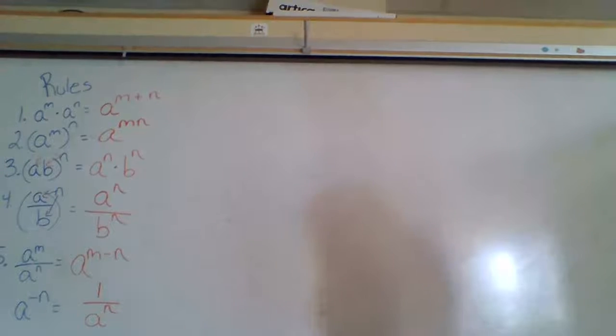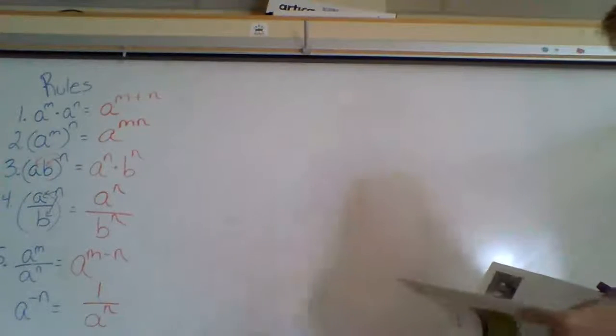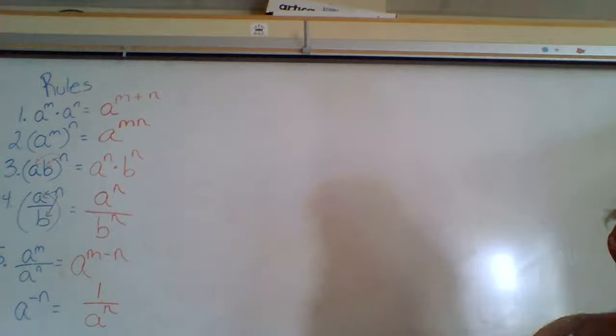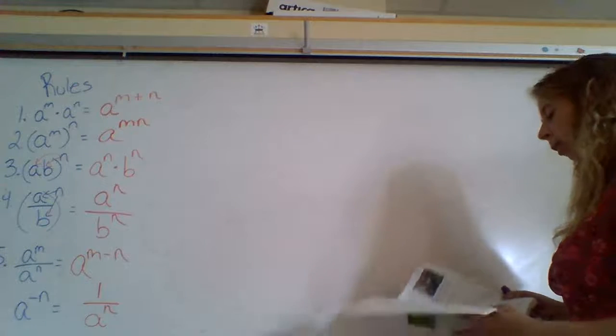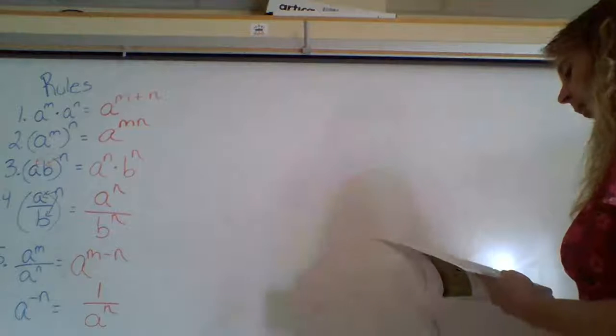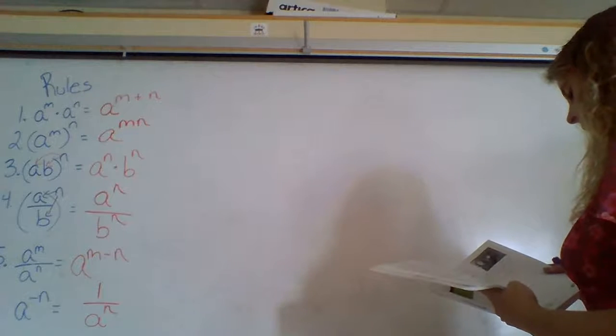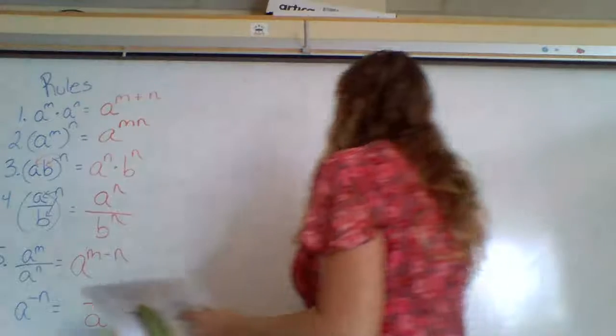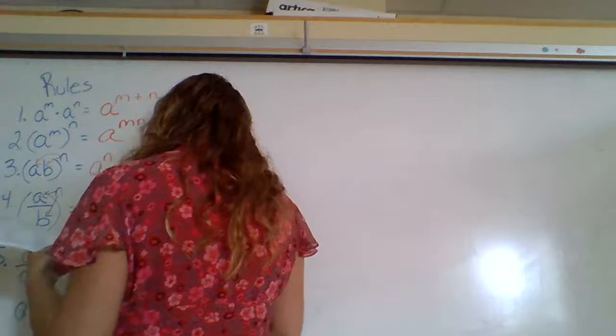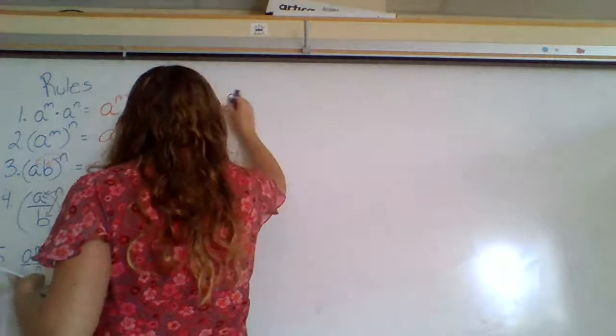The last section of your homework, you're still just using exponent rules. So you're leaving your answer in exponential form. So do not turn it into a decimal. They tell you to leave it in exponential form. We'll do number 20 first.